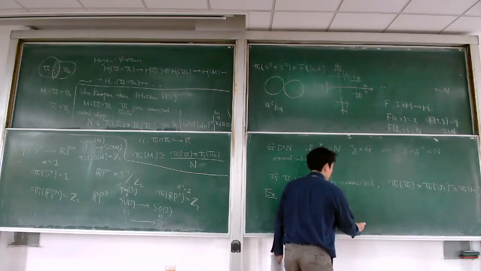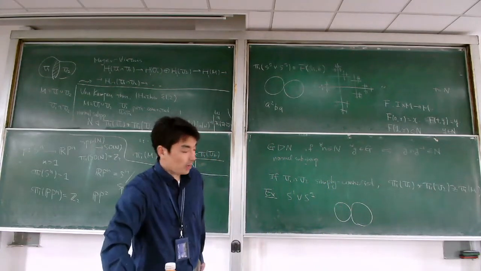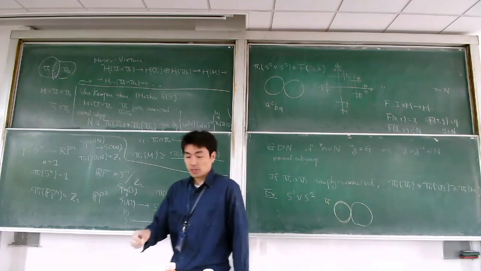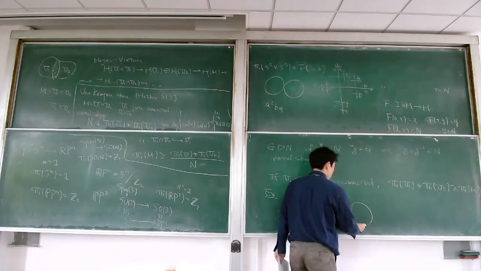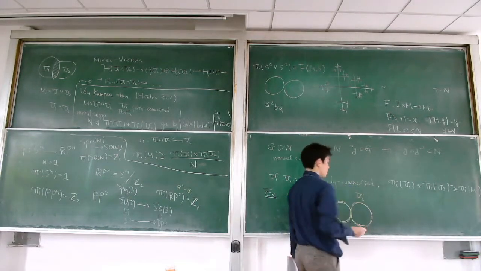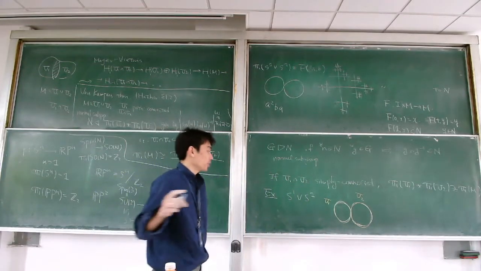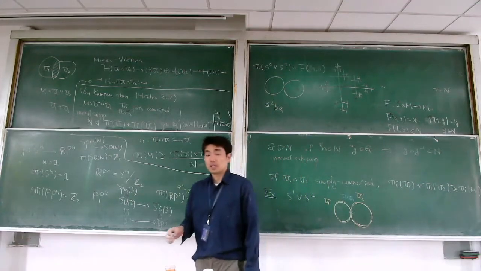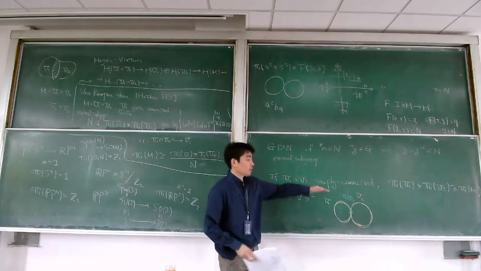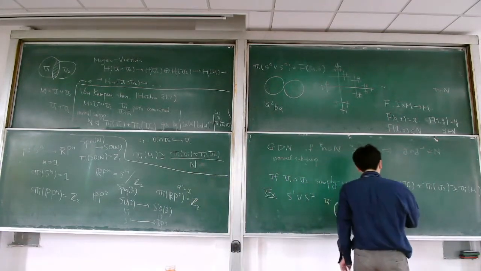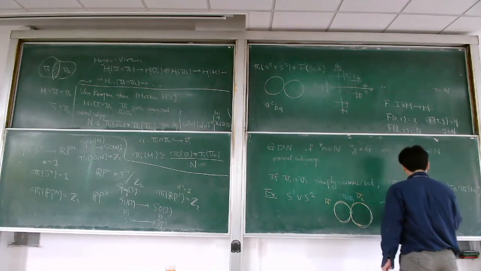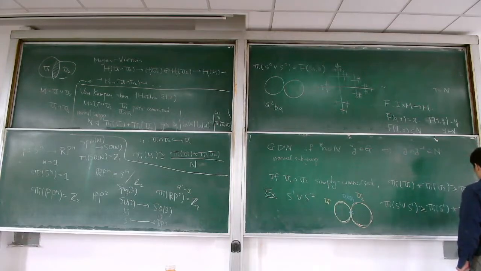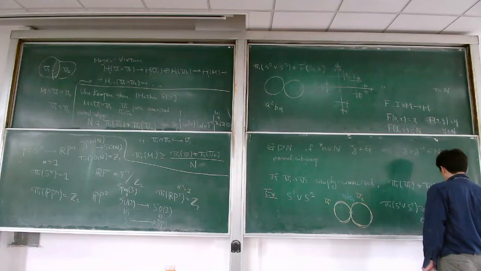The simple example is this S1 wedge S1, two copies of S1. You can take U1 as a circle here, and U2 as another circle, and the intersection is of course the point here. This is U1 intersect U2, so it's trivial. Its fundamental group is trivial, it's contractible, so it's simply connected. Therefore pi1 of S1 wedge S1 is isomorphic to pi1 of S1 free product pi1 of S1, which is isomorphic to the free group on 2 elements.